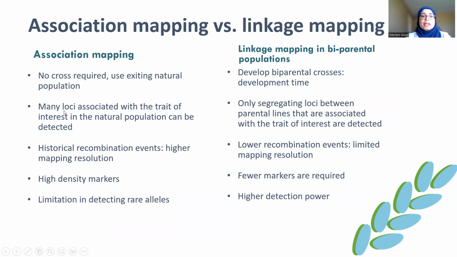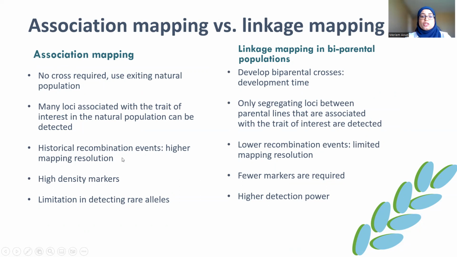Association mapping can detect many loci that are associated with the trait of interest in the natural population, while only segregating loci between the parental lines that are associated with the trait of interest can be detected in a biparental population.